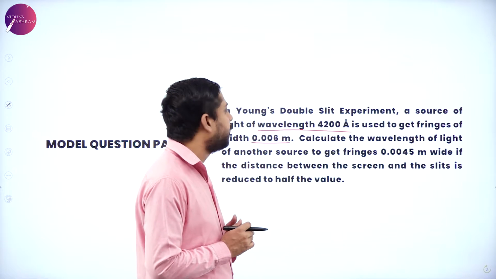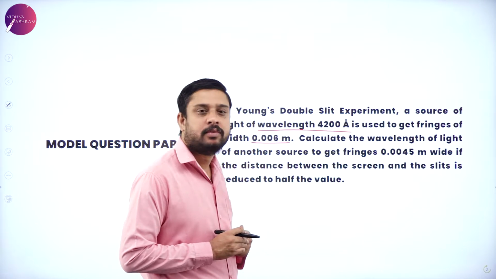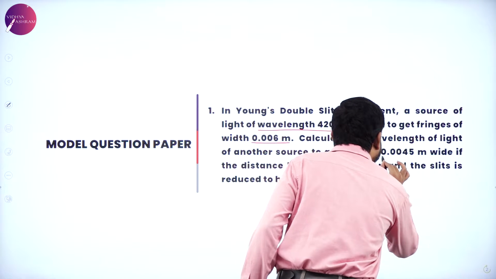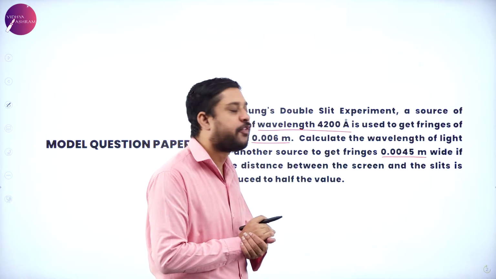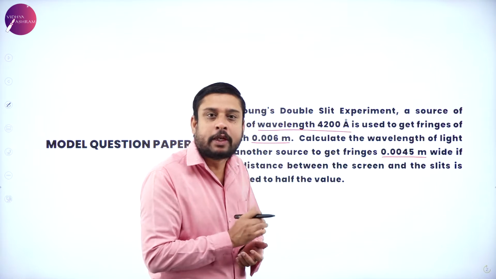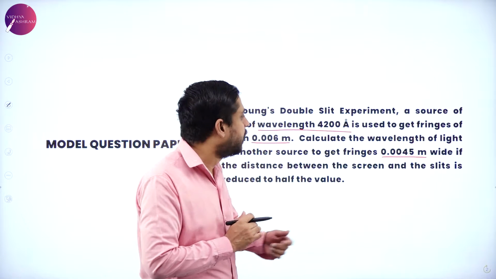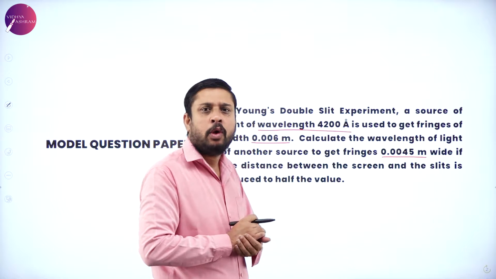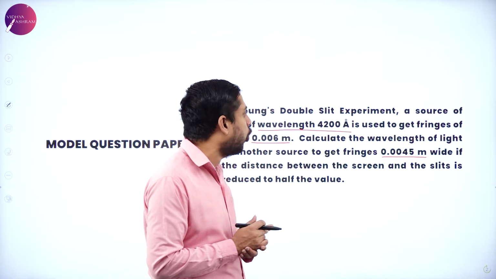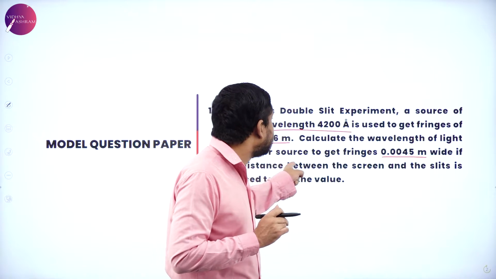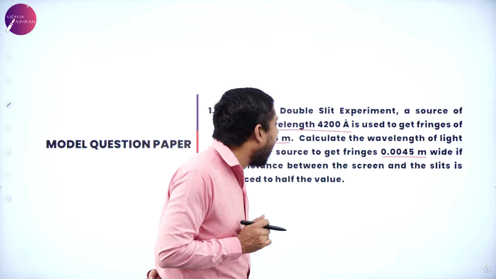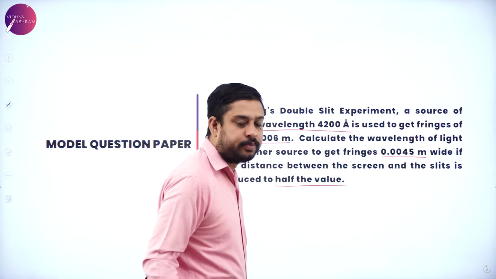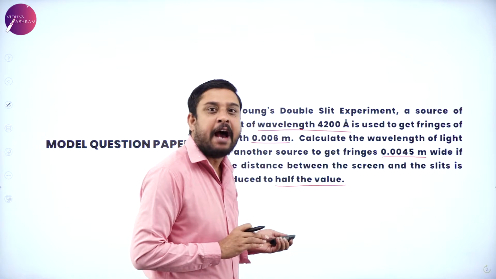I have to calculate the wavelength of light of another source to get fringes of width 0.0045 meter. In order to get fringes of width 0.0045 meter, what should be the wavelength of light used under the condition that the distance between the screen and the slits is reduced to half the value? So here we have two cases.